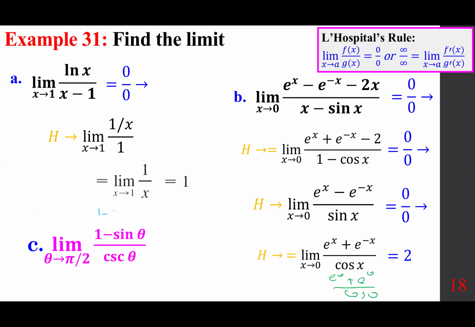So 1 minus sine of pi over 2. Cosecant, that means 1 over sine of pi over 2. And I hope you recognize this one as 1 minus 1, because sine of pi over 2 is 1. 1 minus 1 is 0. Sine of pi over 2 is 1. 1 over 1 is 1. So 0 over 1 is simply 0. You don't have to do anything. It just works out. And if you don't check it, you may use L'Hopital's rule by mistake. So you have to check it.